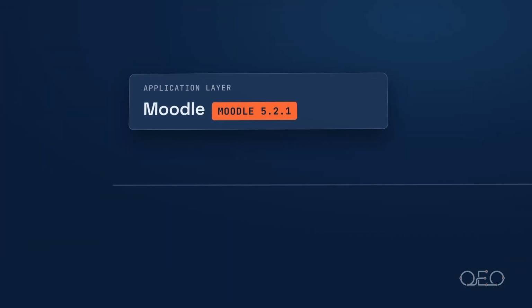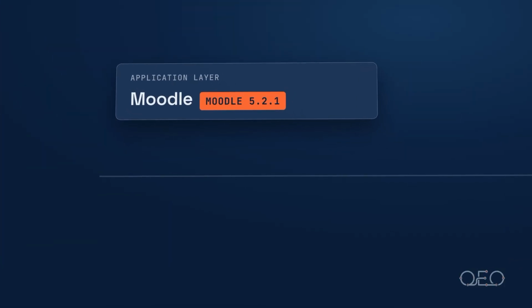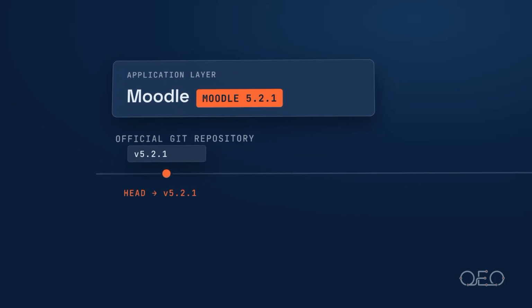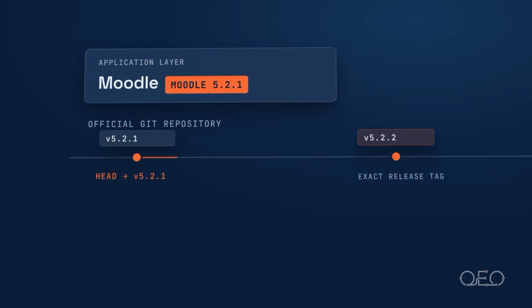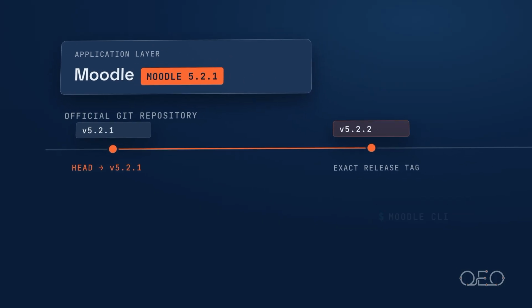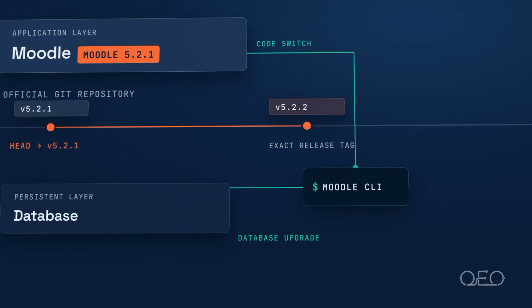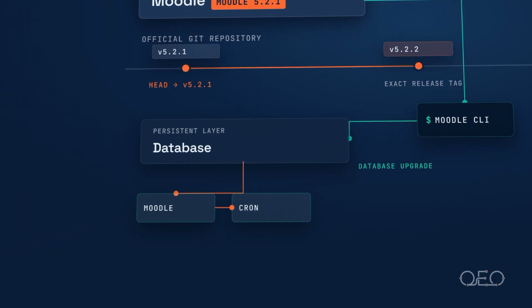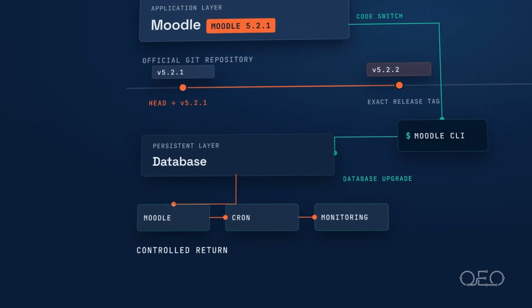This site is running Moodle 5.2.1 from the official Git repository. We will move it to the official 5.2.2 release, upgrade the database from the command line, and bring Moodle, cron, and monitoring back in a controlled order.